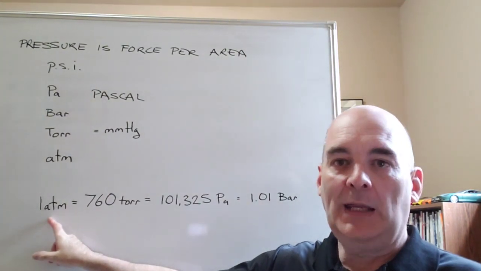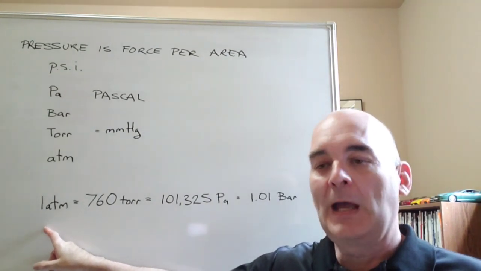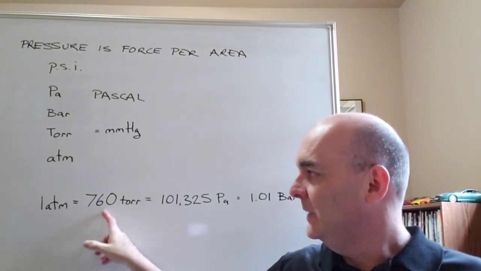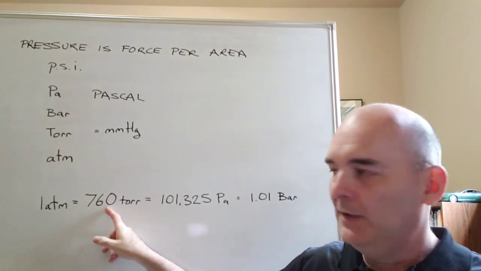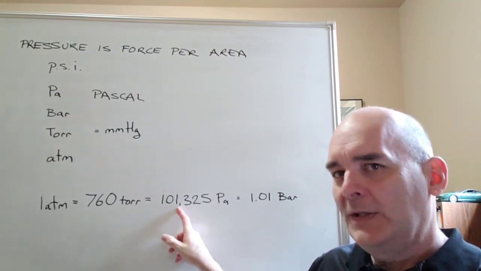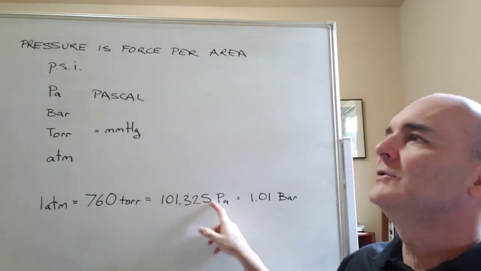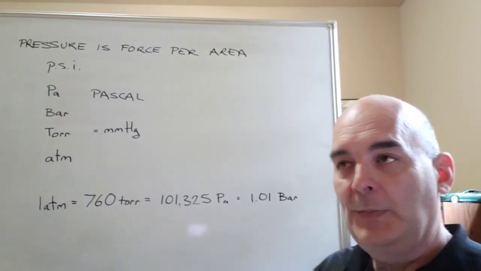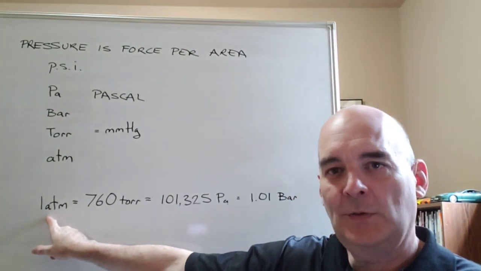So every single day, with small variations depending on what the weather is doing outside, our atmospheric pressure is 1 atmosphere. And 1 atmosphere turns out to be worth 760 torr, that's the same as 760 millimeters of mercury, or 101,325 pascals. That's why we don't use the Pascal. Which turns out to be equal to 1.01325 bar, because a bar is 10^5 pascals. We're going to stick with the atmosphere.